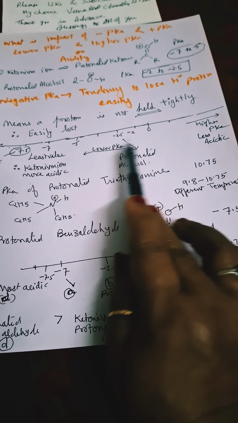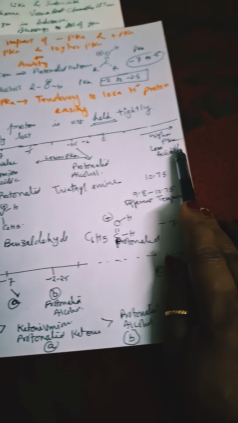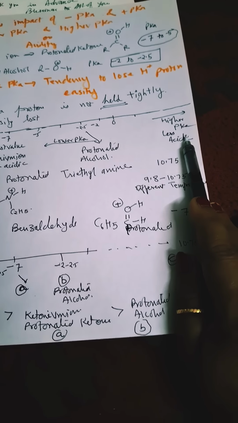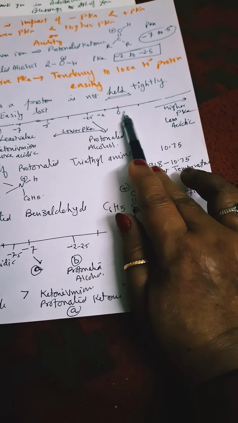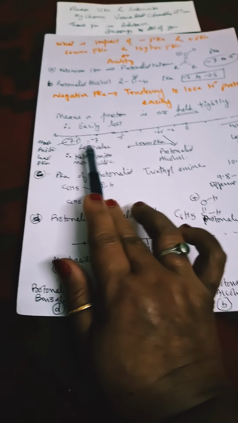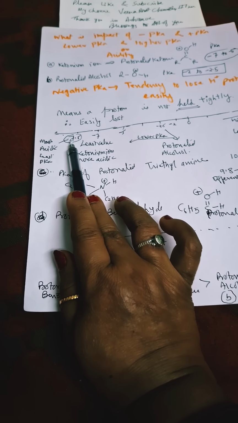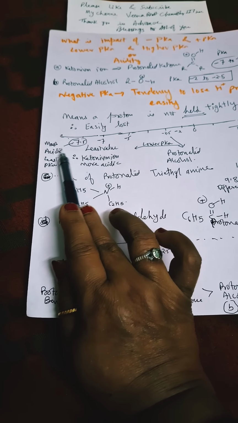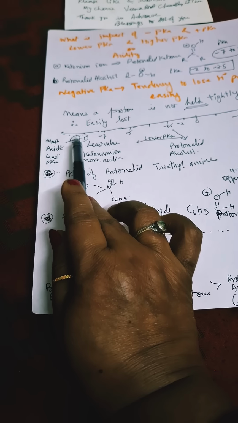Here acidity decreases, and the least acidic is the one having the higher pK. That is, whenever positive values start, acidity starts decreasing. Whenever the value is negative, like -7.5, the magnitude is more, so it is most acidic.